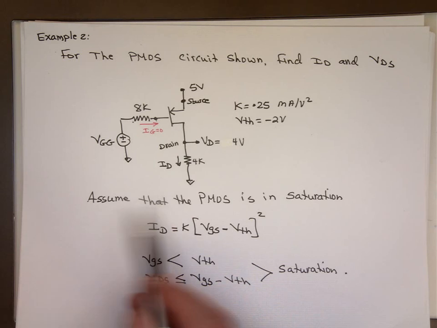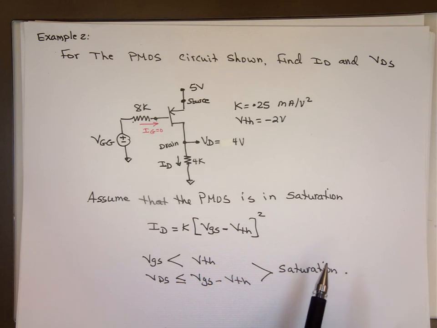And the question: can we find I sub D and VDS? Well, I'm going to assume that my PMOS is in saturation. And if it's in saturation, there are two things I need to validate. First, I need to validate these two conditions: that VGS is less than V threshold, and VDS has to be less than or equal to VGS minus V threshold. If I can satisfy both of these conditions, then my assumption that I'm in saturation is correct.